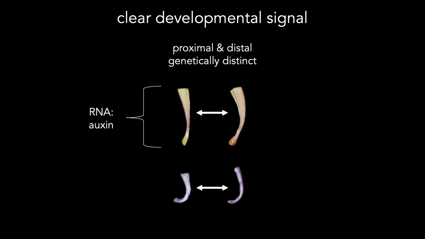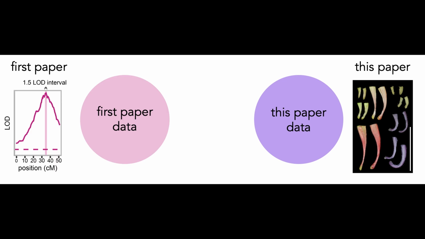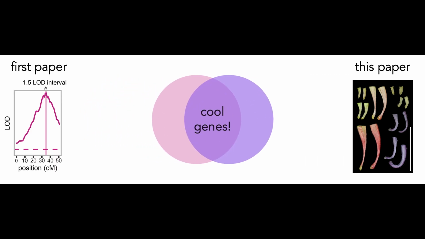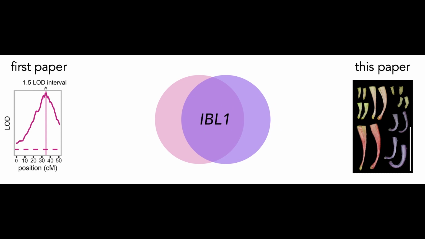Auxin is a known promoter of cell elongation across the plant kingdom, and lots of genes contribute to its synthesis and regulation. Finally, we combined the data for this paper with data from my first author paper to identify several genes we think could play a role in spur shape. We're super excited about a gene called IBL1, which we think might control the curviness of the spur. We can't wait to test this hypothesis and explore the function of IBL1 further.